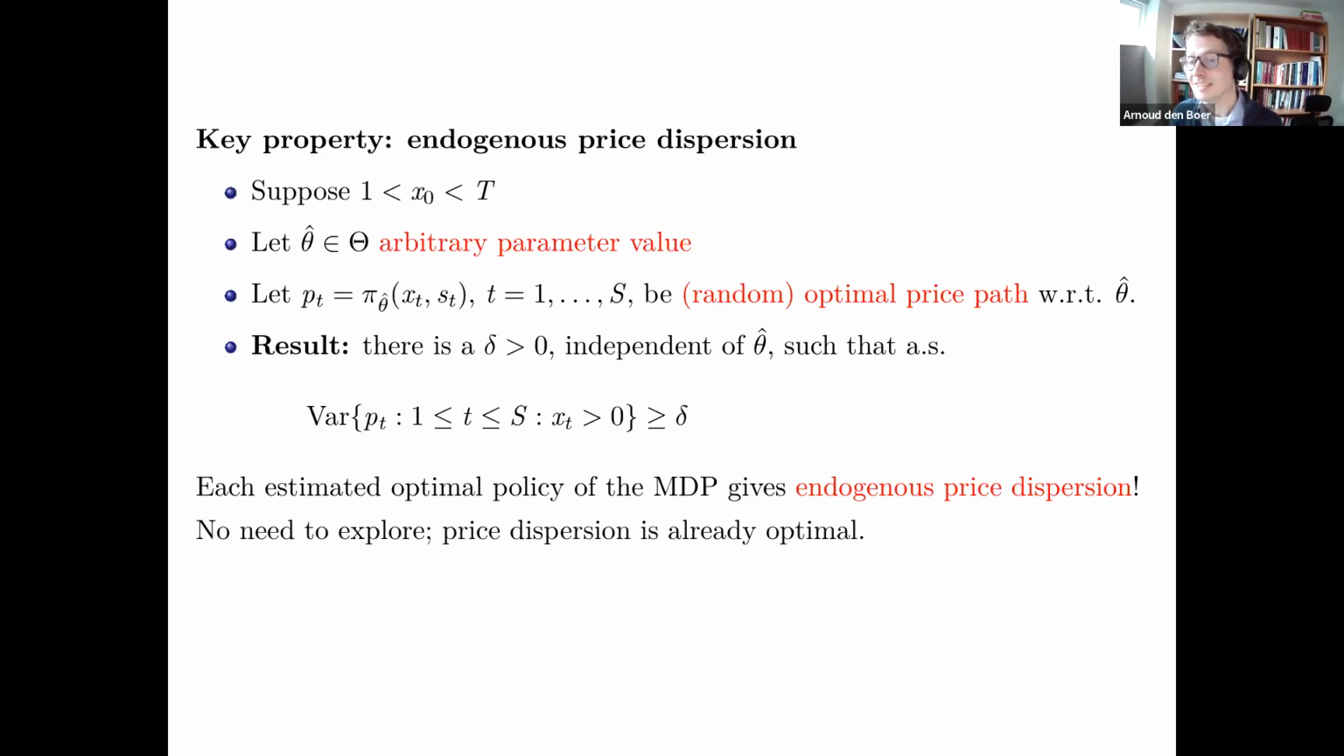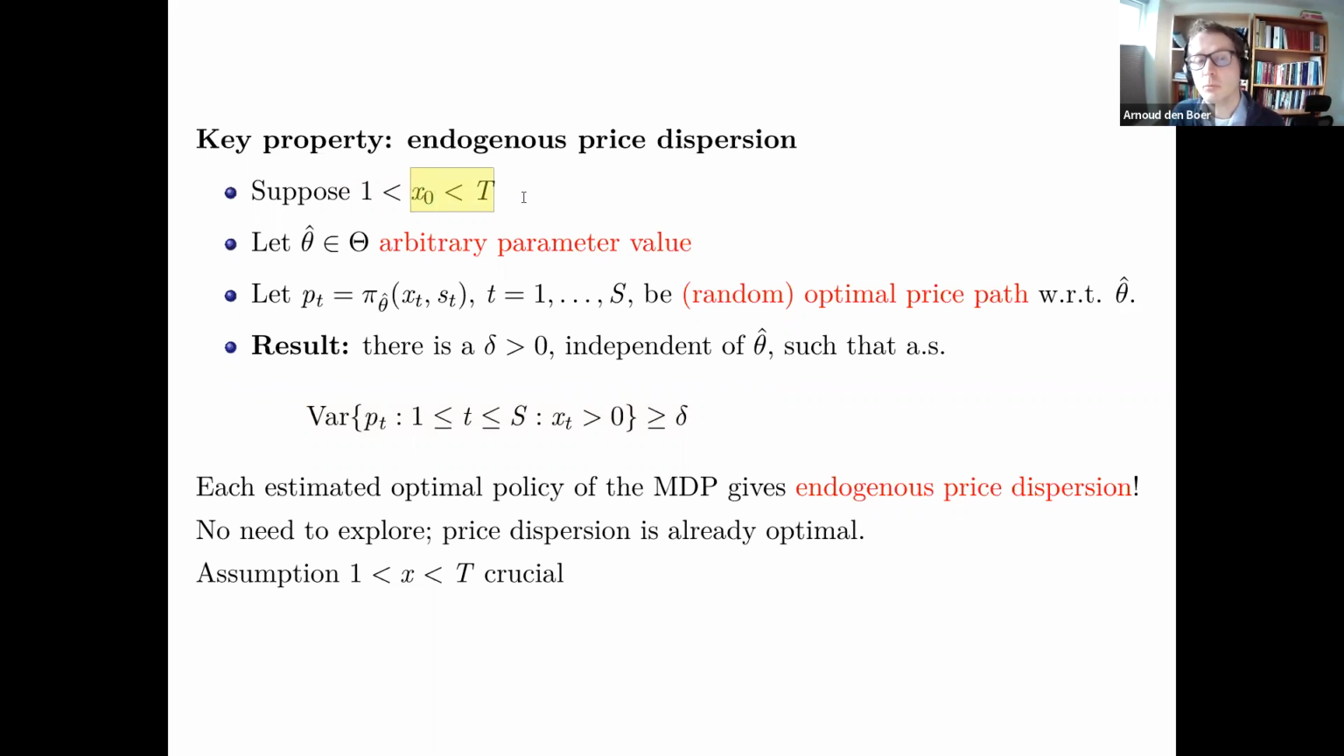Now, that's of course very nice. There's endogenous price dispersion. I don't need to experiment. It goes automatically. I can just learn on the fly. I can use a greedy policy. Now, how nice is that? Note this assumption is crucial. What is this assumption? The initial inventory is more than 1. Because if I have just 1 unit of inventory, it can be that I sell it immediately. Then I've just used 1 price and the variance is 0. And the inventory should be smaller than the number of sales opportunities.